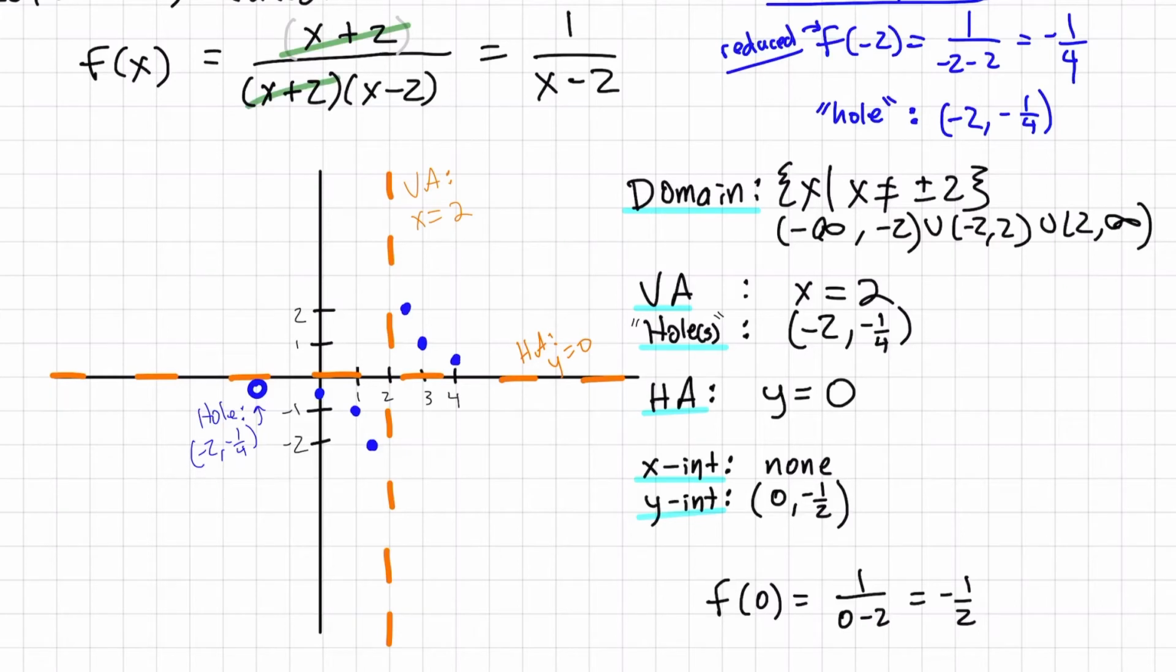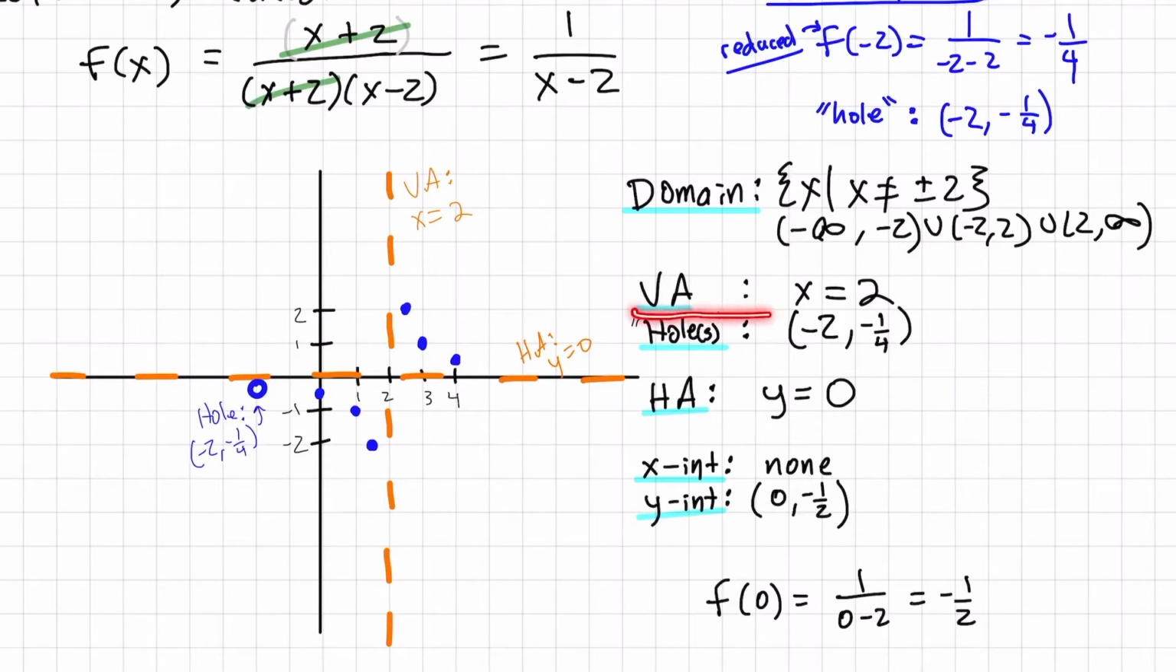I know I haven't talked about the hole yet. I'll get there in just one sec. So my domain, if I write it in set notation, is the set of x's, just not when x is positive or negative 2. Or we can say from negative infinity to negative 2, union negative 2 to 2, union 2 to infinity, with parentheses on all of these because we're not touching 2 and negative 2.